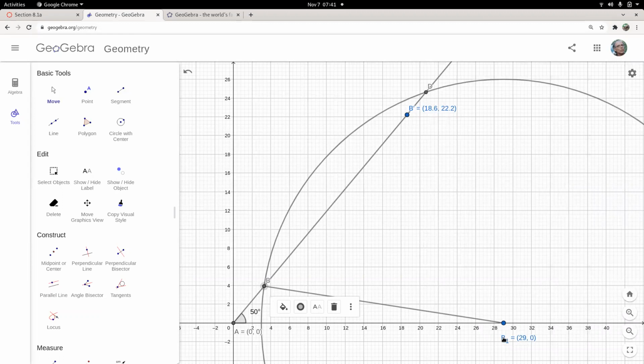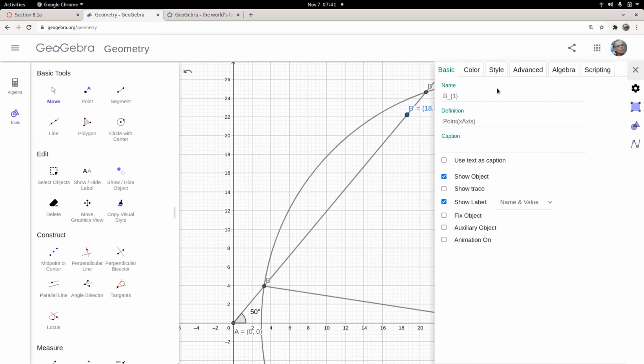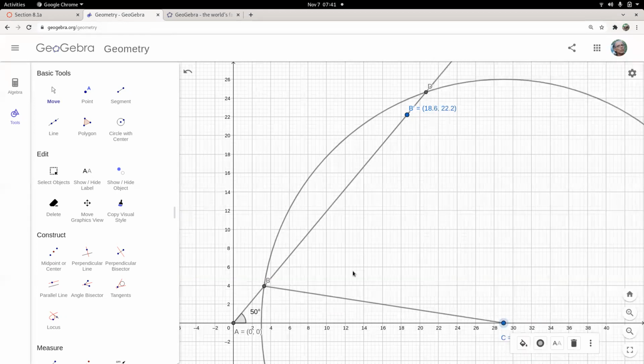So let's rename that. We'll call that C. So click on that, three dots, rename. You don't have to rename them, but if I don't rename them, I sometimes get confused about what's what between the problem and my picture. All right, so this is the triangle I want because they said I wanted an obtuse angle right there.